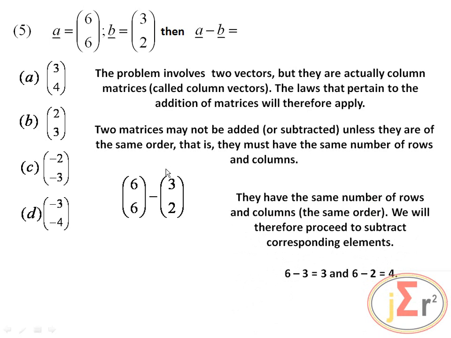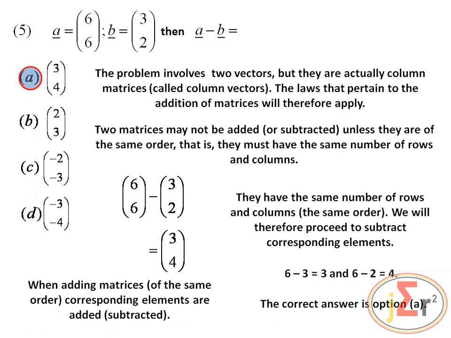So we say 6 minus 3 is 3 and 6 minus 2 is 4. So we have 3, 4. The correct answer is option A.